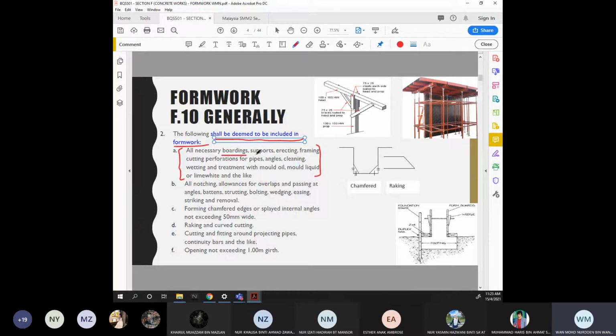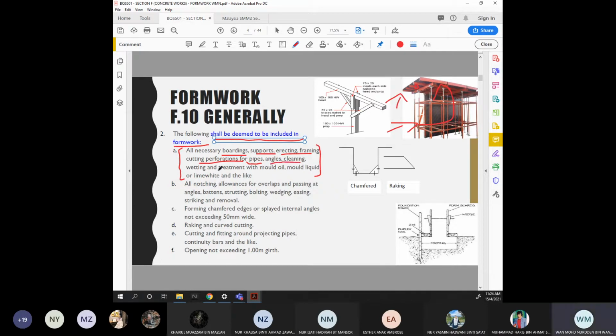All necessary boarding, support. For example kita nak buat formwork untuk kita punya soffit, so all of this will be the support lah. Tapi cost dia termasuk sekali dengan formwork ini, formwork yang sebelah atas ataupun untuk soffit. Erecting, mengangkat, framing, cutting preparation for pipes, maksudnya kita cut untuk accommodate pipes lah. Katakanlah kita buat formwork, lepas tu kita ada buat cut untuk perforated, maksudnya kita cut this formwork untuk allow pipe masuk lah.